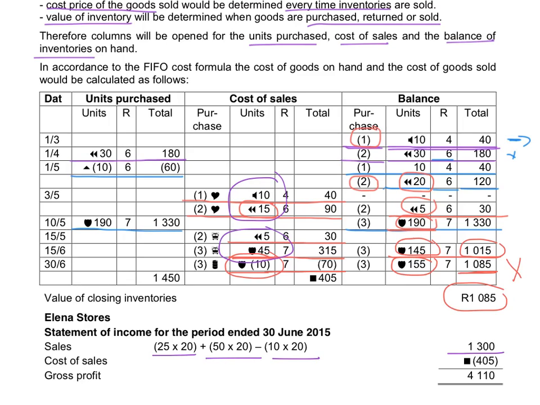And that will give me a total sales figure of 1,300. The cost of sales is the total that we calculated in this column. So all my goods that were sold were recorded in the cost of sales column. The returns were recorded there. So the total expense for cost of sales is 405. So I had a gross profit of 4110.